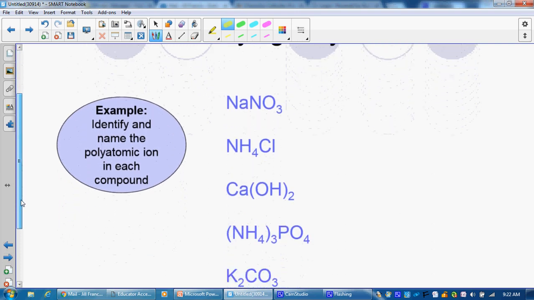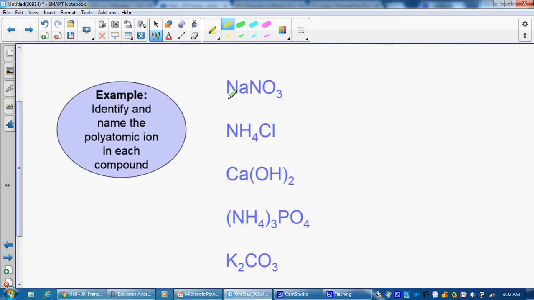Okay, so let's do a couple here. You name your metal, write down sodium. You name your polyatomic ion, and our polyatomic ion in this case is right here. So you would look this up on your polyatomic ion chart. This is named nitrate. So we would write down sodium, and then we would write down nitrate. Okay, so now pause your video.